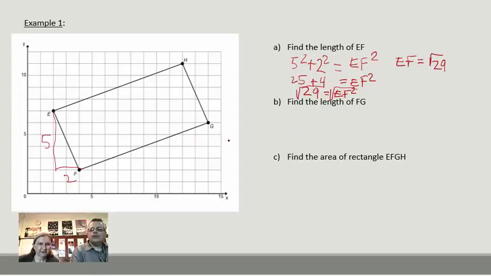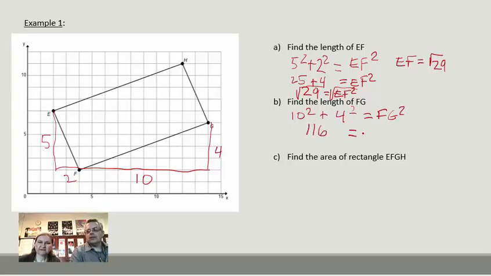Now we need the length, so let's go to FG. Here is my triangle. I have 4 units over here, and down here 2, 4, 6, 8, 10 units. So again, 10 squared plus 4 squared is equal to FG squared. And all of that is 116.